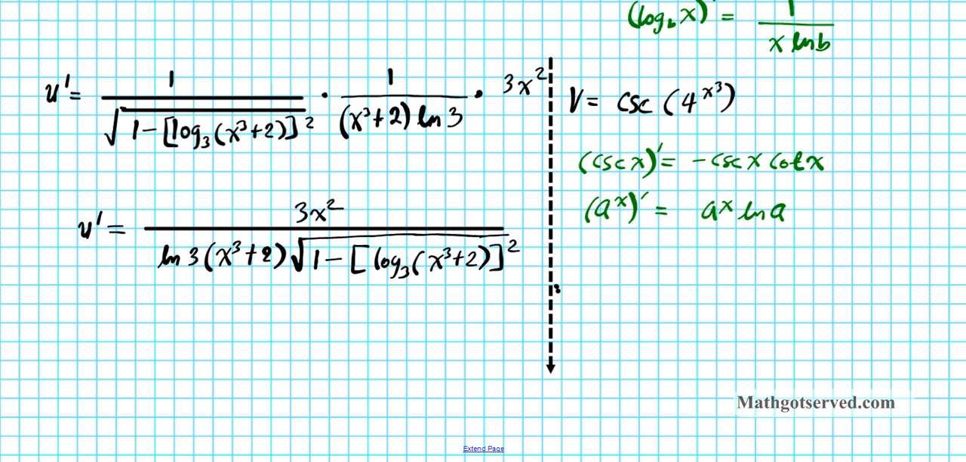We're going to be using the chain rule. V prime is going to be, let's start with the outermost function, cosecant. We're going to hold this fixed, unchanged.